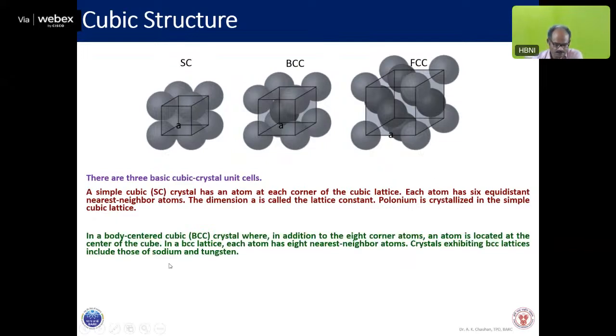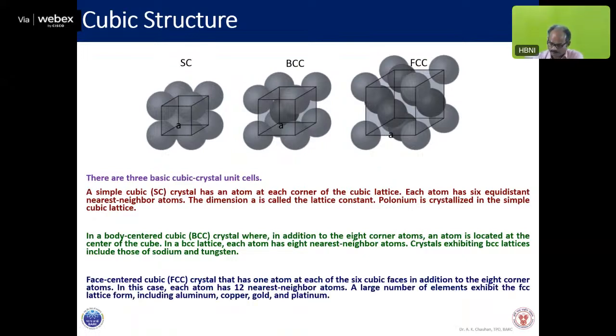So I have already said this. This is the body centered cubic structure, and this is the face centered cubic structure. In face centered cubic, there is one atom at each of the 6 cubic faces, in addition to the 8 corner atoms. In this case, each atom has 12 nearest neighbors. If you try to count the nearest neighbors of an atom, you will find there are 12, and it's a close-packed structure.